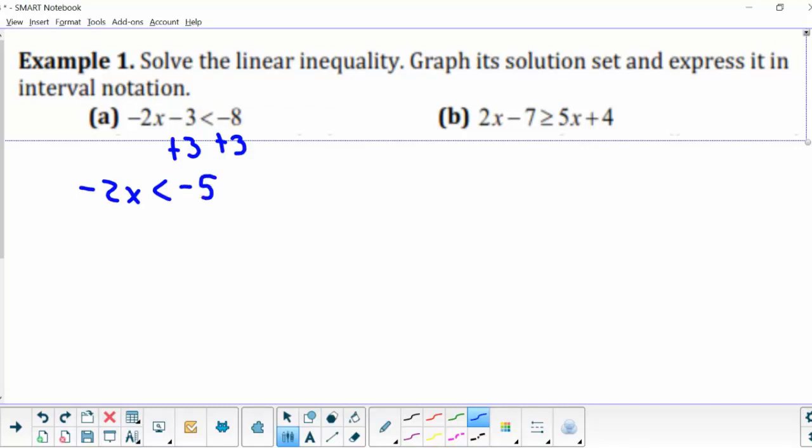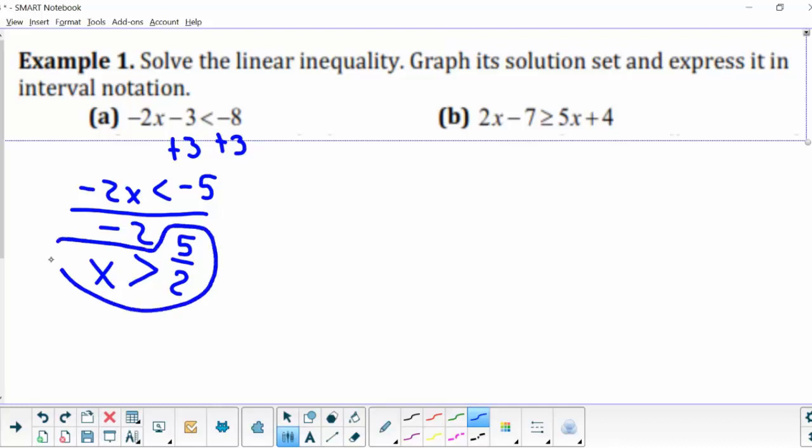So now I got to divide everything by negative 2. So I have x's. I got to be careful here. Since I'm dividing by a negative, I have to flip the inequality. x is greater than 5 halves. There's our answer as an inequality.